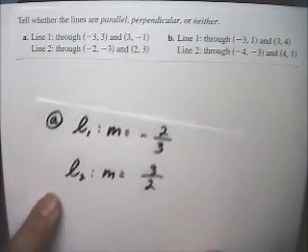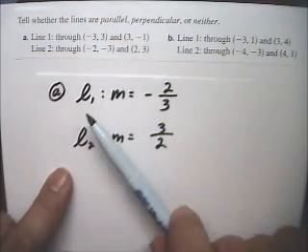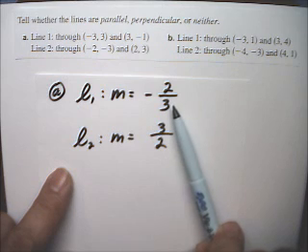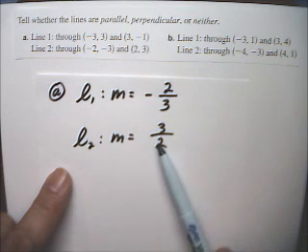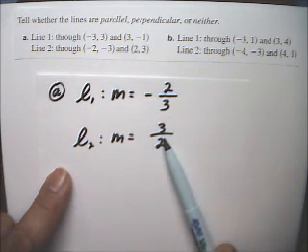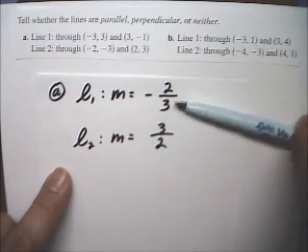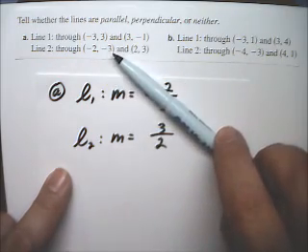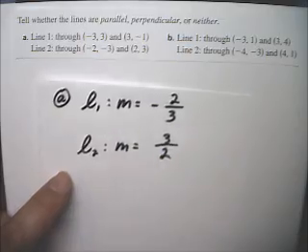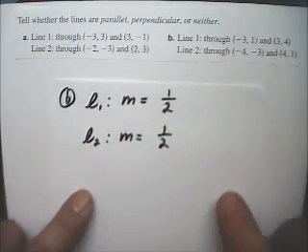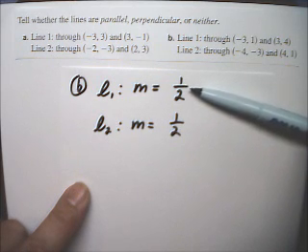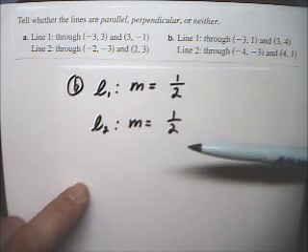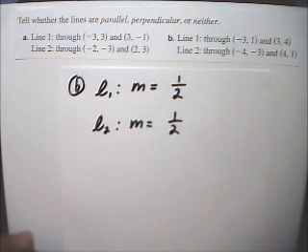So for A, for line 1, I figured out the slope like I did in example 1, and I also worked it out in example 3. This slope is -2/3. This slope is positive 3/2. These are negative reciprocals, so for A part, line 1 and line 2 are perpendicular. B, I figured out the slope, and line 1 is 1/2, line 2 is 1/2, so these lines are parallel.